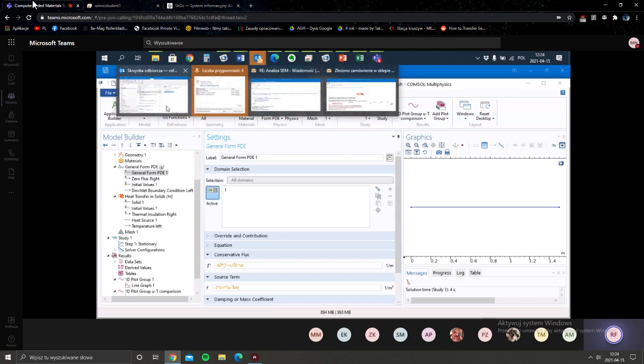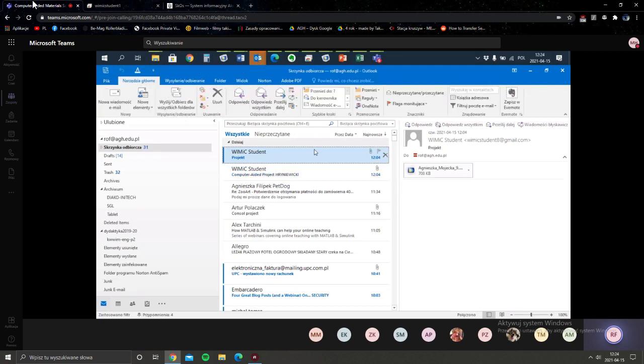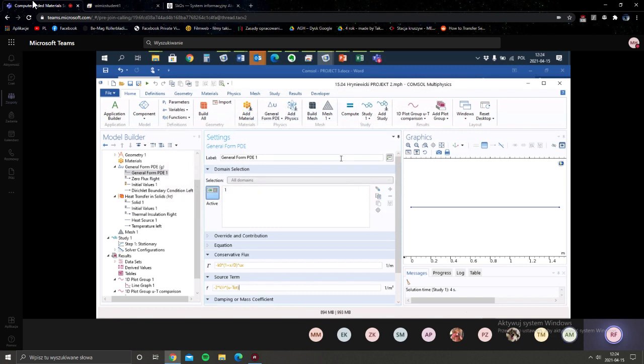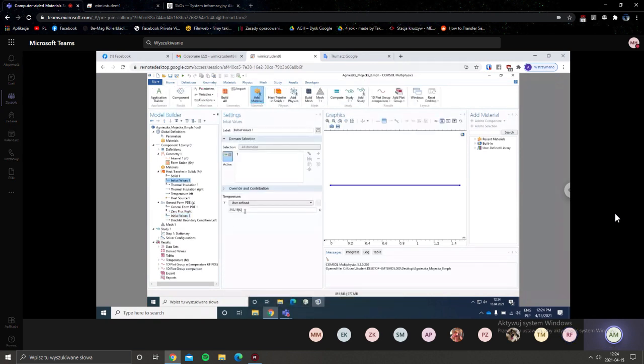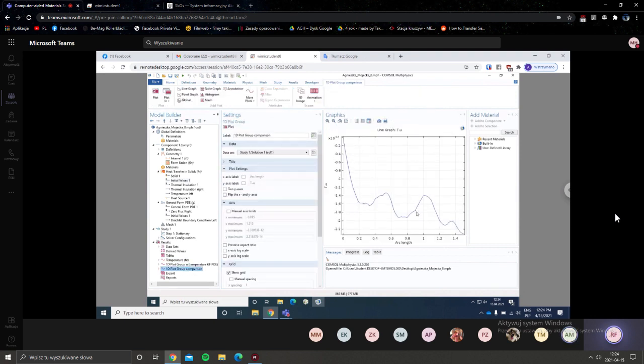Agnieszka, could you show me your project and indicate where you found those differences? Can you see it now? Yes. Okay. So the difference was that in initial values here, I had 2 OT, and others had 293.15. It shouldn't have influence here. And now it looks like this. But before you said that it should be 0. So I don't know.